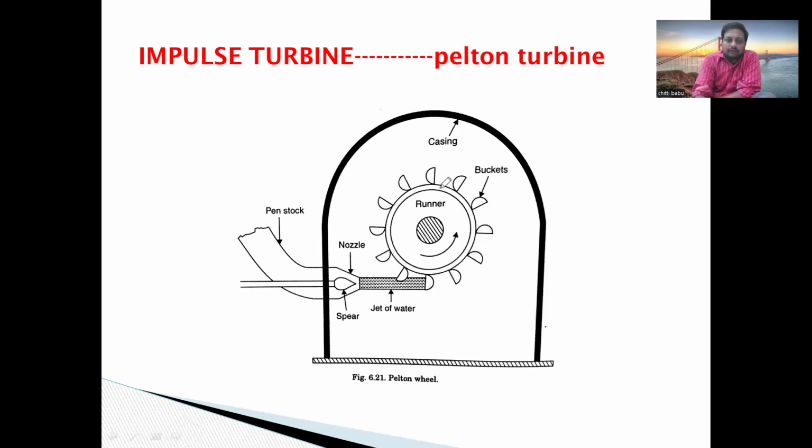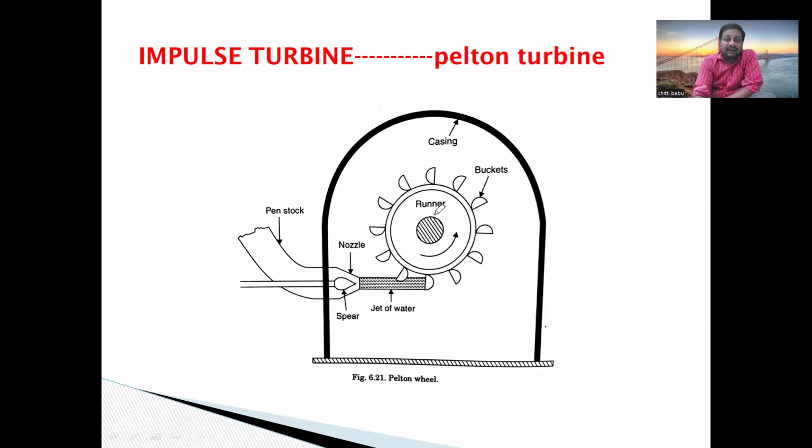The jet of water will be striking on the turbine. Then the runner starts rotating, so it will be generating the mechanical energy. Further, this turbine shaft will be coupled with the generator shaft. Then further it will be converted into electrical energy. So these are the main events in the Pelton wheel turbine.